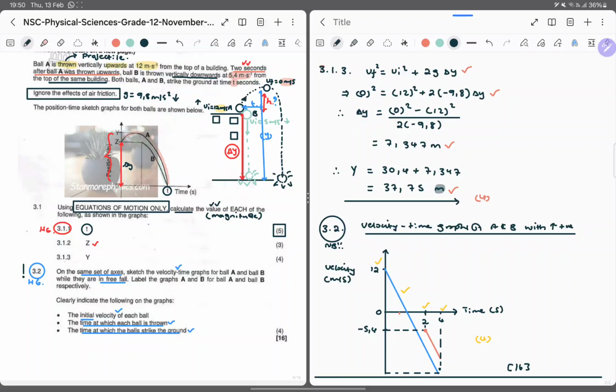We forgot something, guys. Before we forget, this is for A, this is for B. If that is not there, guys, no one is going to know which graph is which. You lose marks for the shapes. Okay, so be careful.